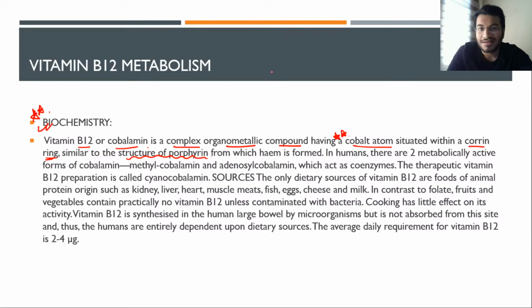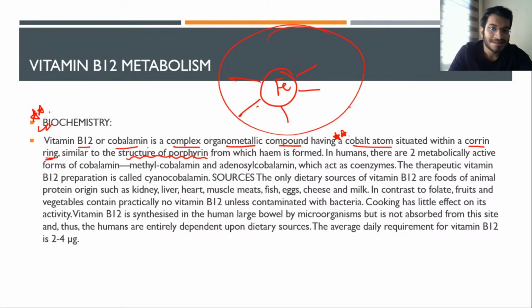Like in heme, जैसे सेंटर में आयरन होता है और आसपास में ये this is a porphyrin ring, same as इसका भी same होता है cobalamin का भी, but in the center it is cobalt. Right, in humans there are two metabolically active forms of cobalamin, methylcobalamin and adenosylcobalamin, which act as coenzymes.